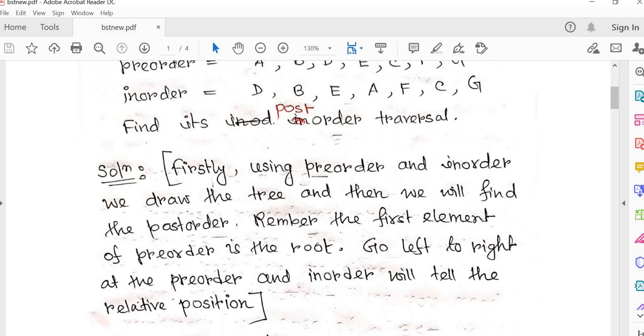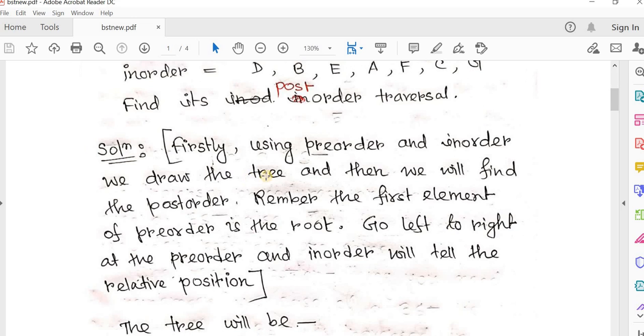So how will you find this? Firstly, using pre-order and in-order, you have to draw the tree. So we will draw the tree using the given pre-order and in-order traversal, and then we will find the post-order traversal. Remember, the first element of pre-order is always the root. Go left to right in the pre-order, and the in-order will tell the relative position.